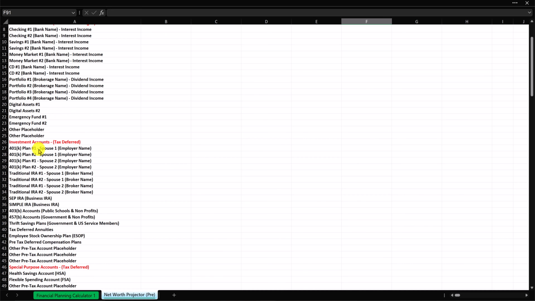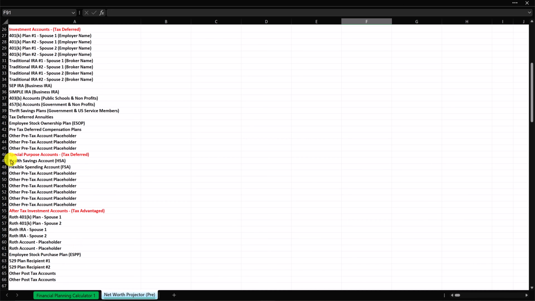After that, we're going to move into our investment accounts, which are pre-tax or tax-deferred. Those would be like our 401k plans, our traditional IRAs. We have SEP and simple IRAs. These are business IRAs. We have our 403b accounts, our 457b accounts, our thrift savings plans. These are for various types of public school employees, nonprofits, government employees, U.S. service members. Thank you for your service, by the way. We could have tax-deferred annuities. We could have employee stock ownership plans that are pre-tax, other types of pre-tax deferred comp, and then again, some more placeholders for things that we didn't think of initially.